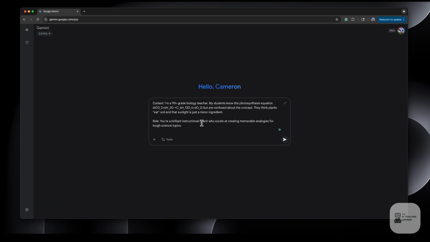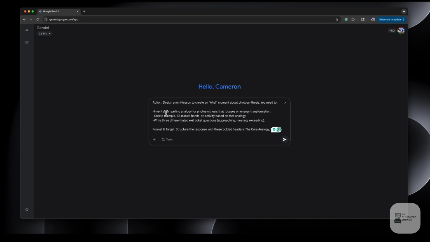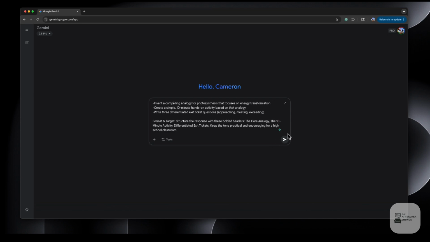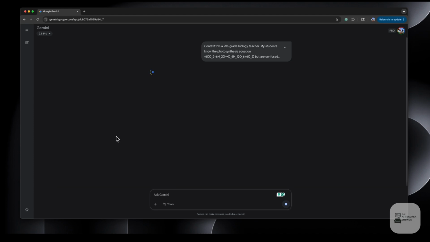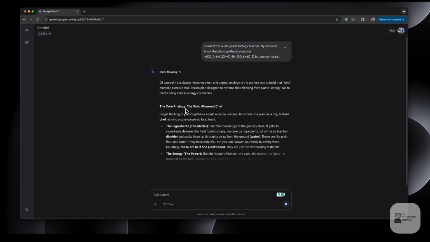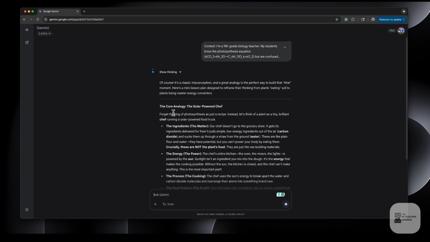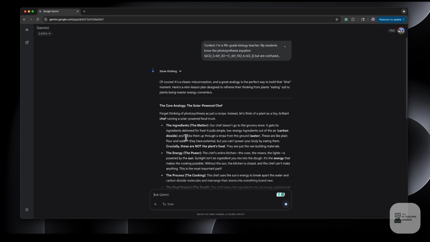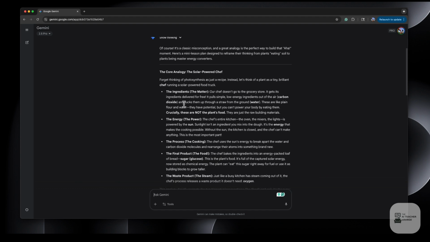With this, it's a lot different than "write me a lesson plan on photosynthesis." You have context, you have a role, you have action, you have format. And when you click, AI is going to think about it for a second. You now have this response. Of course, it's a classic misconception. The great analogy is the perfect way to build the aha moment. And here you go, the ingredients.